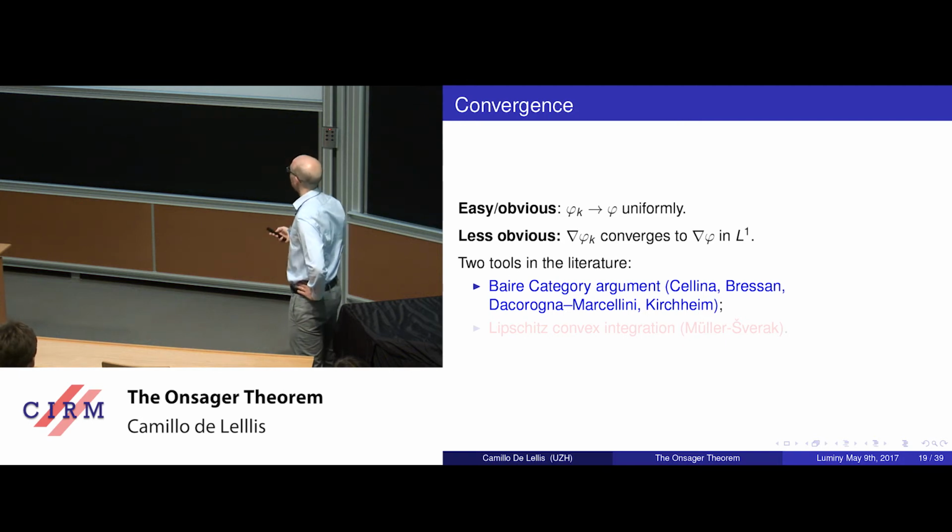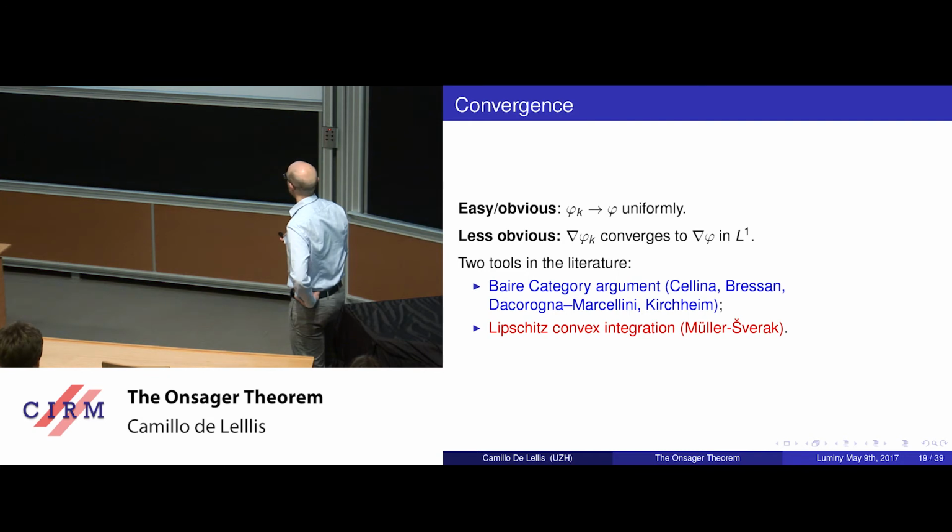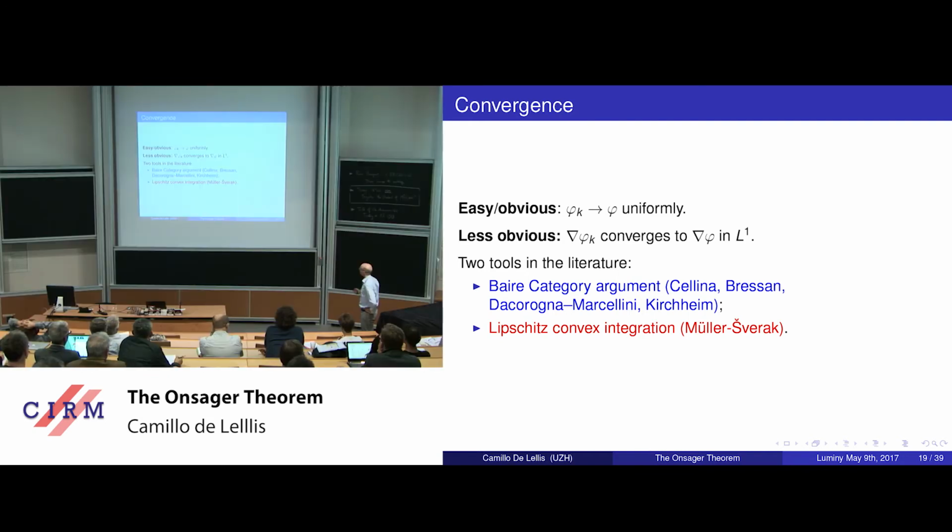And probably the most elegant implementation of this method is in the habilitation thesis of Bernd Kirchheim, through the Banach-Mazur game. But there's another method to do the same, and it's called Lipschitz convex integration. This was actually introduced by Müller and Šverák in 1999.